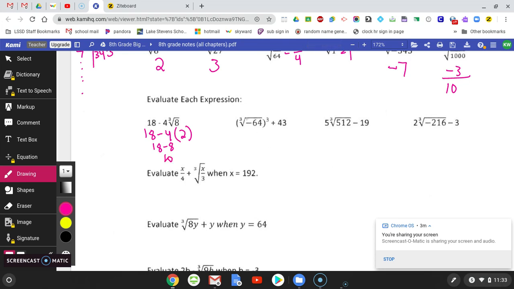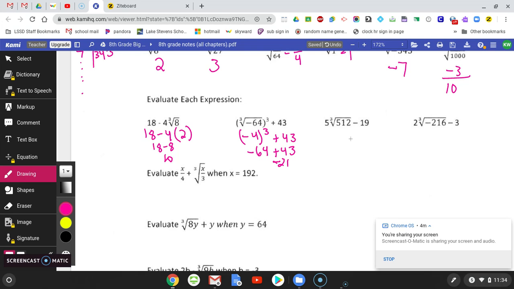The next one, I want the cube root of negative 64. Well, the cube root of a positive 64 is 4, which means this would be a negative 4. And then it says we cube it and then add 43 to it. So negative 4 cubed would be negative 4 times negative 4 times negative 4, which would be a negative 64. What do you notice? A cube root and a cube just cancel each other out. You end up with the same thing, the radicand that was underneath it. And then I add negative 64 plus my 43, which gives me negative 21.